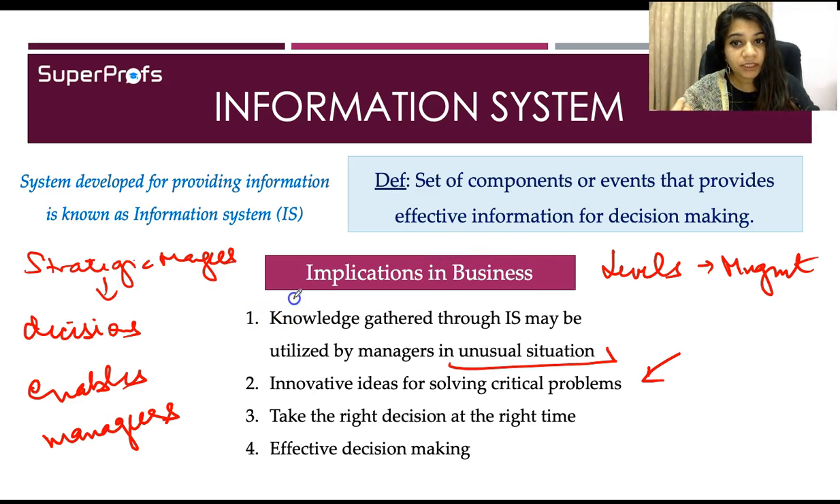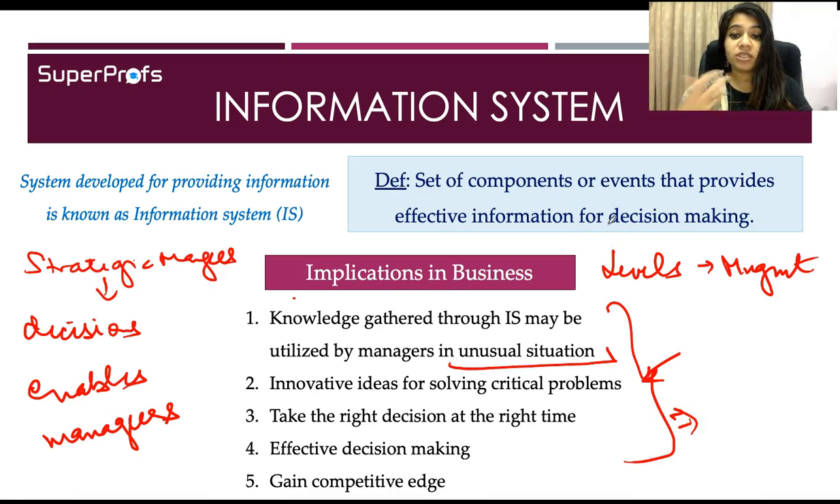Now because of all these four things: knowledge gathering for unusual situations, innovative ideas, the right decision at the right time, and effective decision making, all these enable the fifth and final implication, which is to gain competitive edge. When Intel was keen on innovation, they were able to identify their bugs and worked on them very proactively, and they were able to gain that competitive edge.